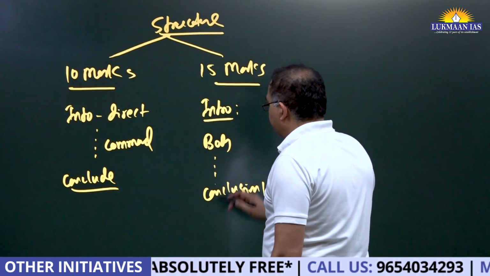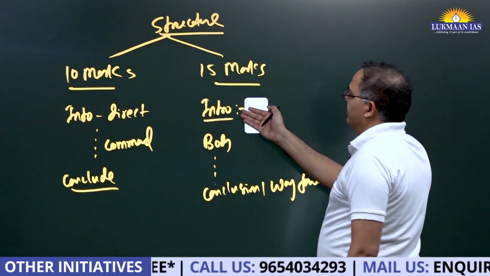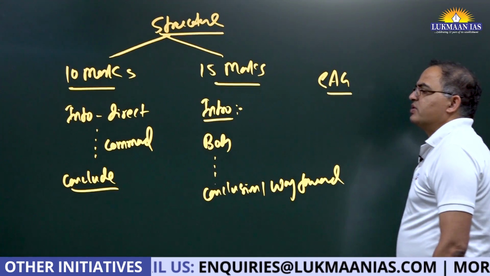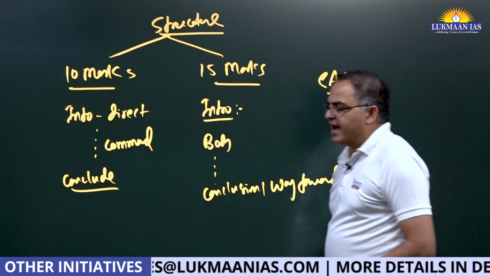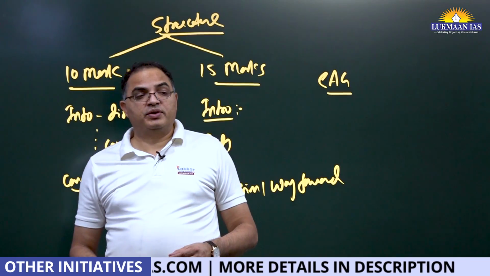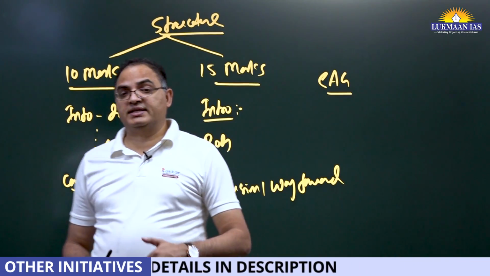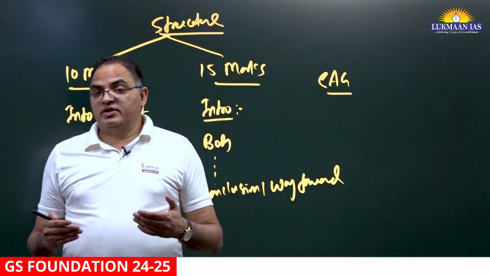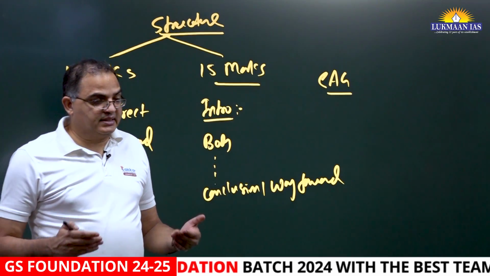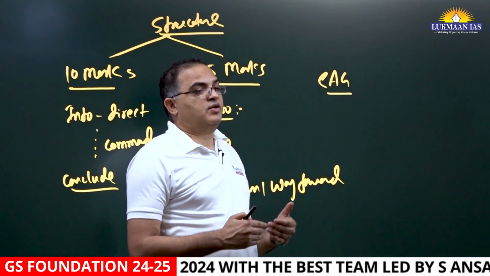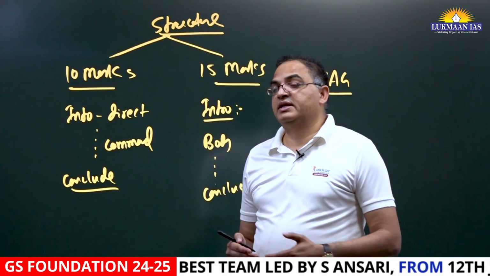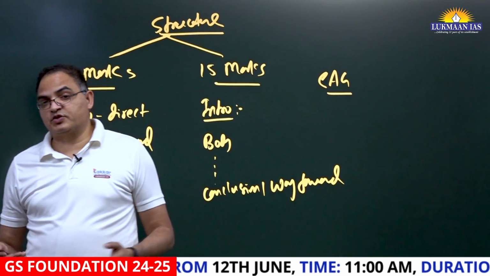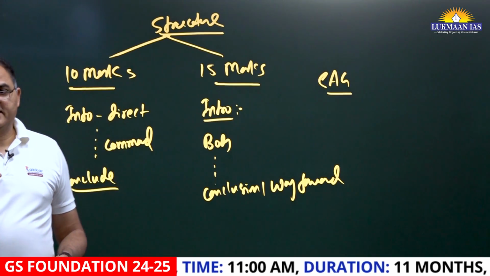Now, let's say the question is related to CAG. What we find is that people don't have a punchline. Let me give you the punchline. The CAG is the supreme audit institution of the country, which is considered the conscience keeper of the government. It upholds financial accountability, and B.R. Ambedkar considers CAG as the most important officer, along with the judges of the Supreme Court and election commissioners. This is how we find it.